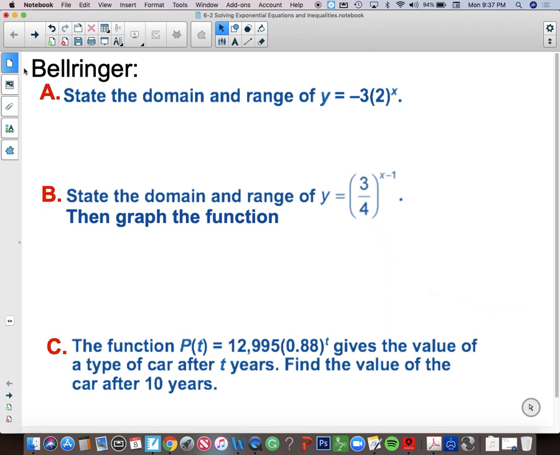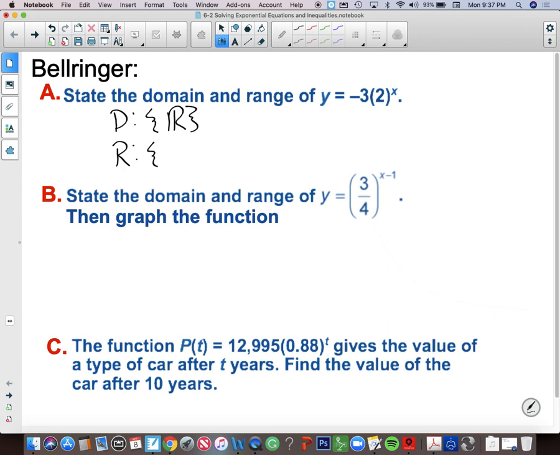Alright, so we're back at it. We got to state the domain and range of the first one there. So remember, we're looking for where the asymptote is in the function to find that. So we have domain. Think about what the domain was for all of our exponential functions. It's always all real numbers. And then the range depended on the asymptote.